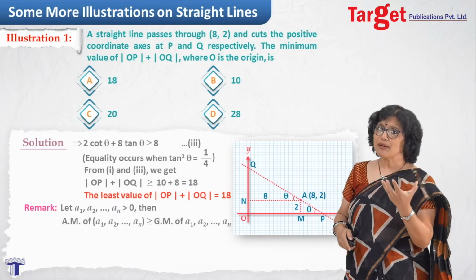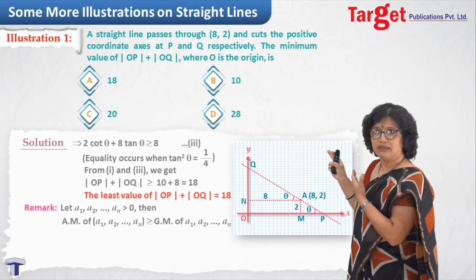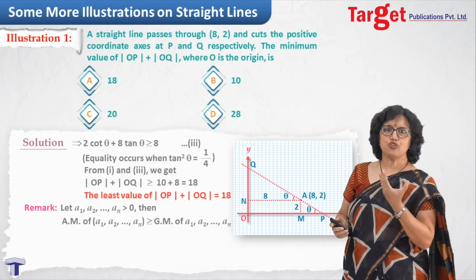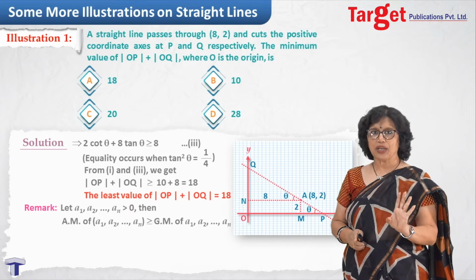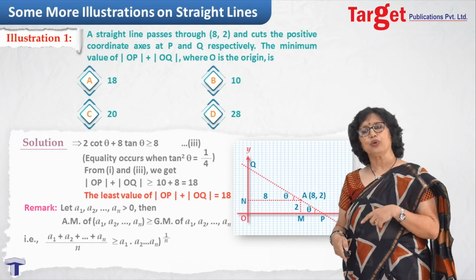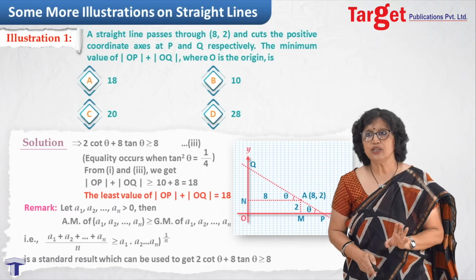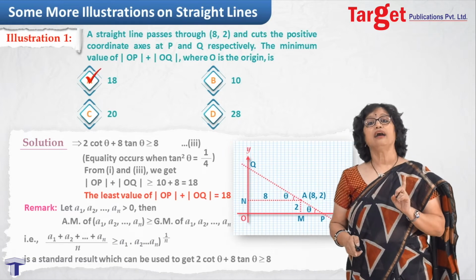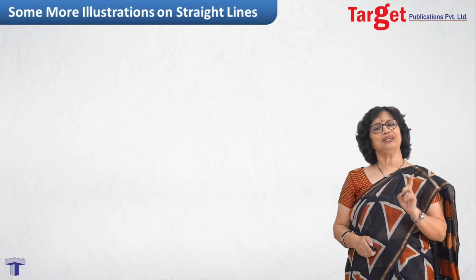Now there is still some remark regarding AM and GM, means arithmetic mean and geometric mean, which you can keep in your record. That is why I have written here separately. And using that also, you could have straight away found the answer. So correct option is A. And from here, then I move to the next one.